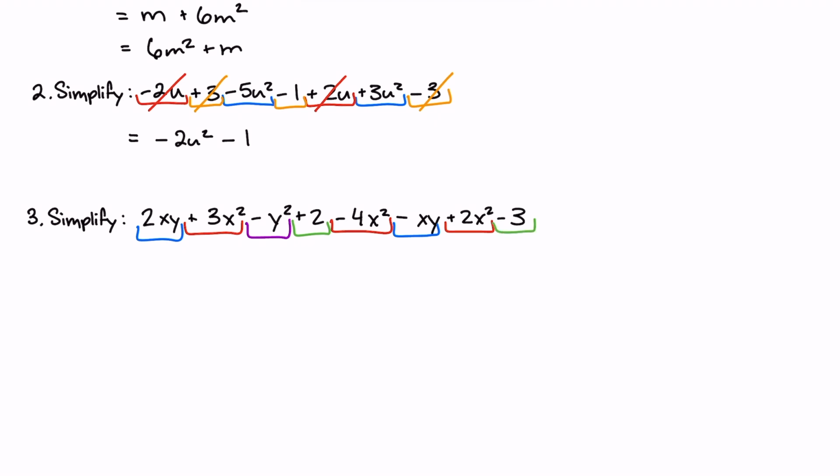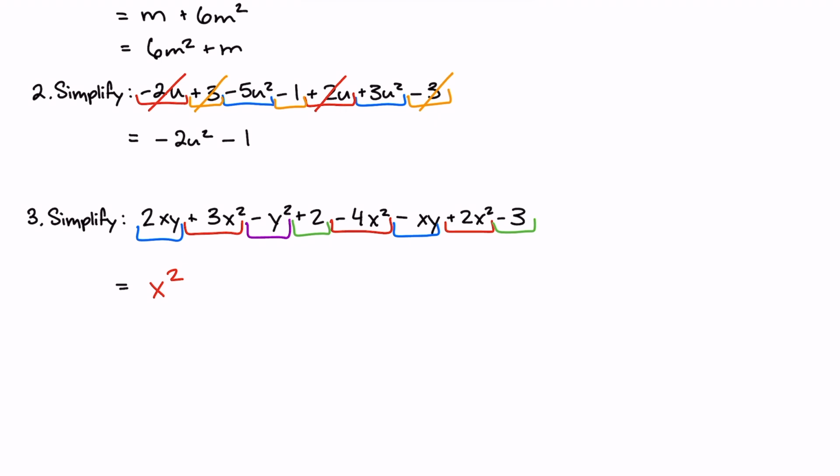And now I'm going to simplify. So I'm going to start off with our x squared. So we have a positive 3x squared, a positive 2x squared, which would make 5x squared. And then we have a negative 4x squared, which would just be 5 minus 4. So we're left with 1x squared.